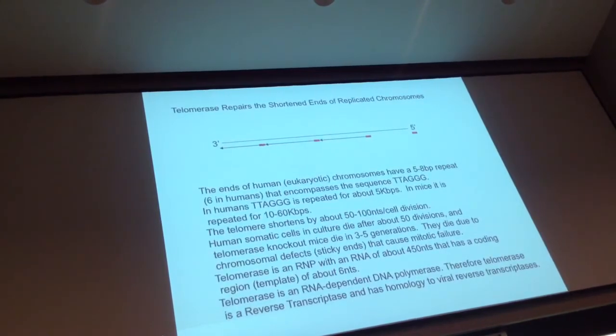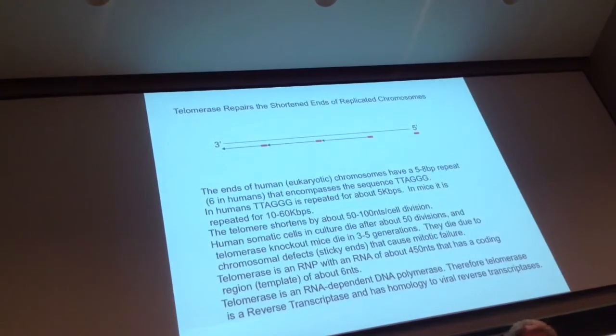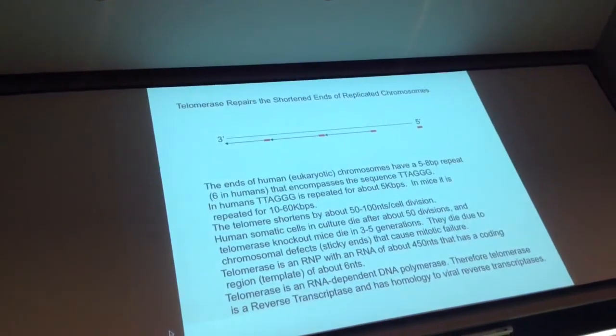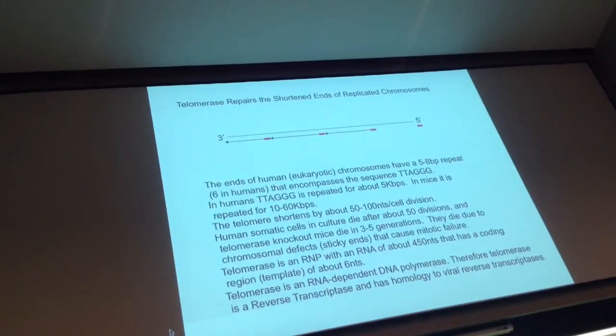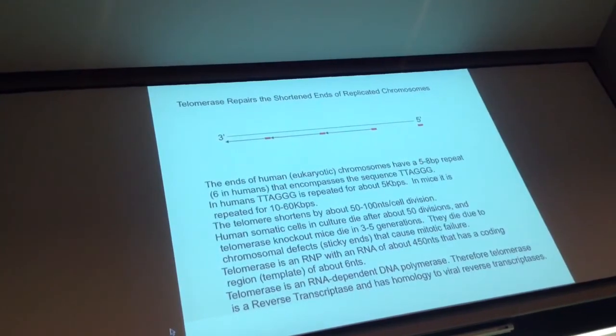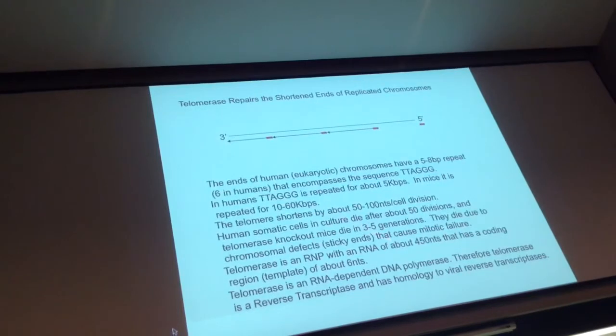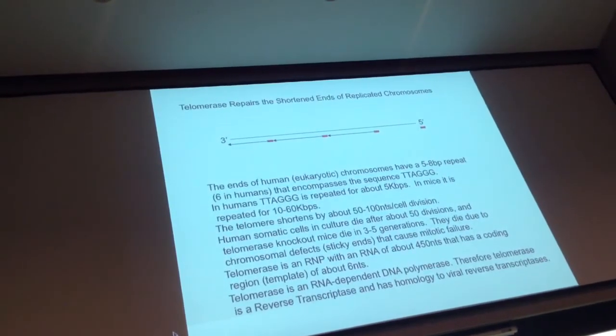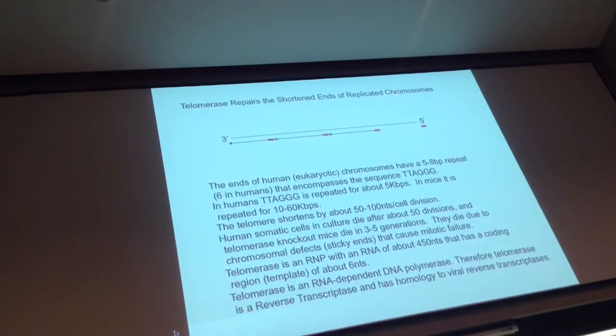You can scrape cells out of your cheek, put them in a tissue culture dish, and go from dish to dish to dish about 50 times. They'll divide about 50 times, and then they die. They don't go any further. And what happens is they're losing their telomeres. Okay? So once they lose their telomeres, that protein can't bind to them. Their chromosomes stick together. What's the problem when the chromosomes stick together?